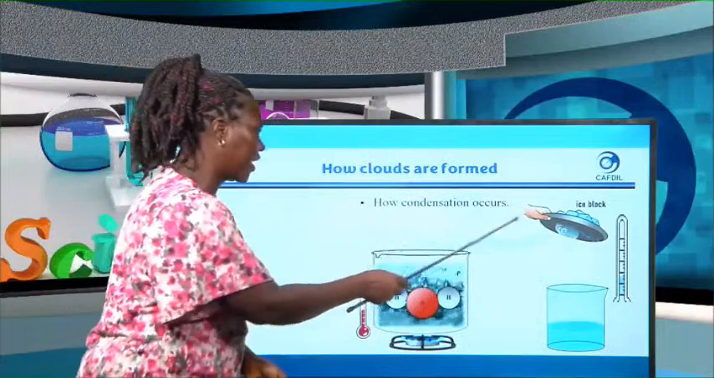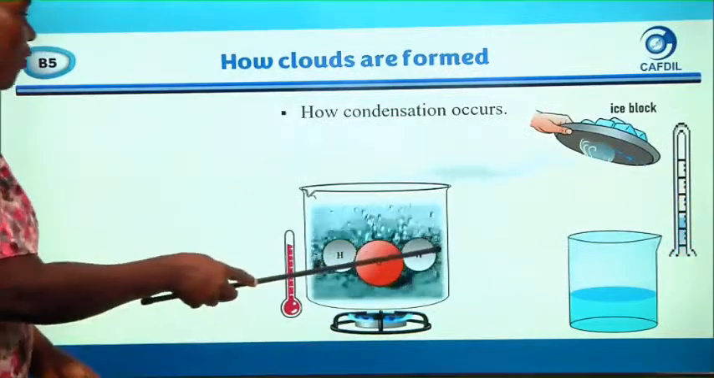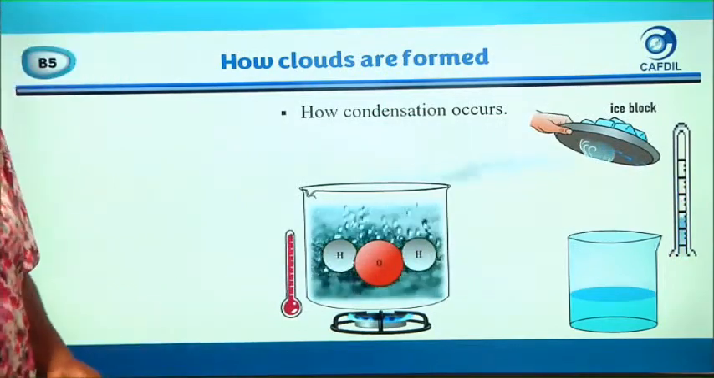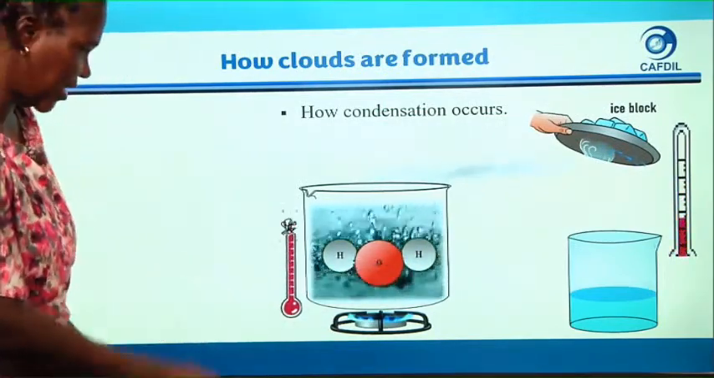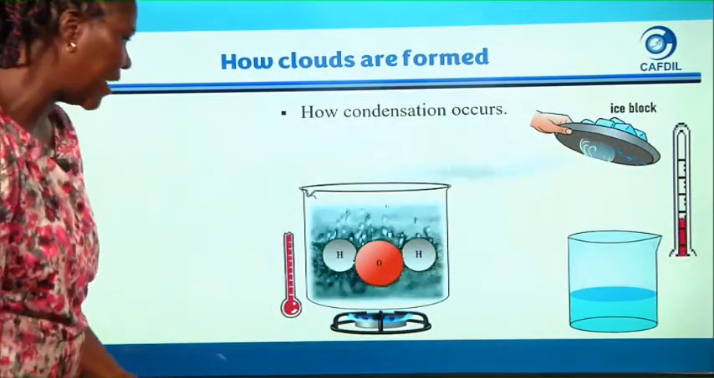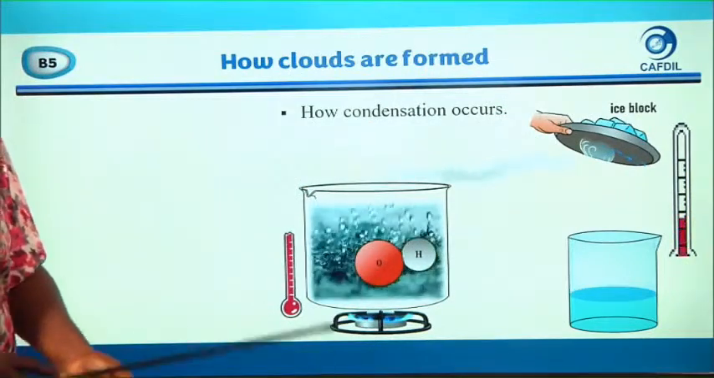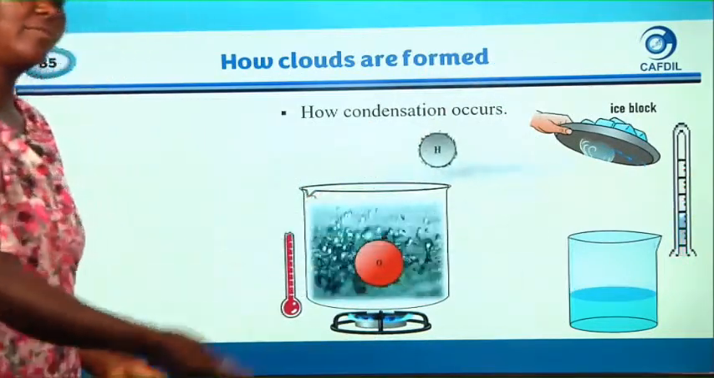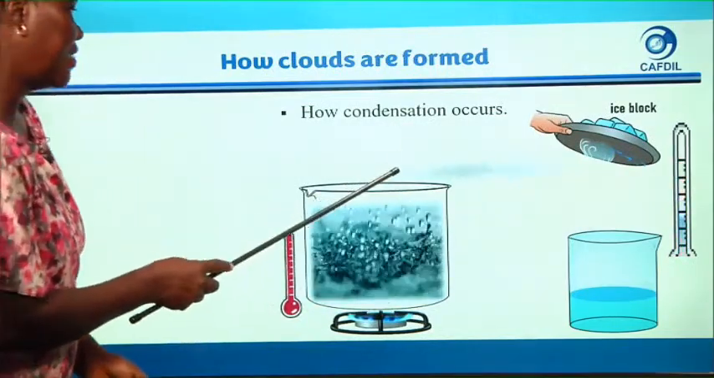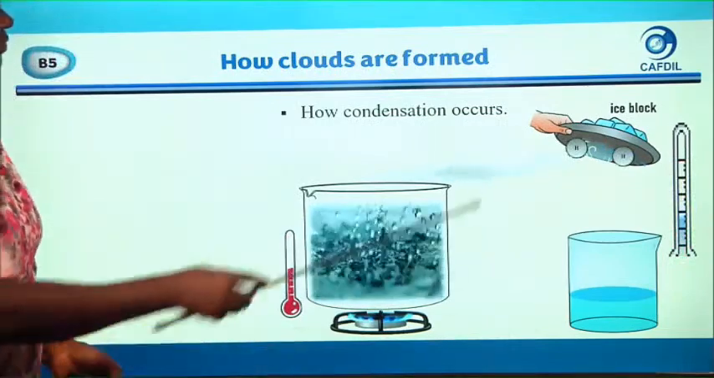How condensation occurs, we are coming to look at it. As I was saying, one molecule of water is made up of two atoms of hydrogen and one atom of oxygen. When you apply heat, one hydrogen will leave. The bond between them will break. Another hydrogen will leave, and the last one, the oxygen, will also leave, as we can see on our screen. So they will come together.